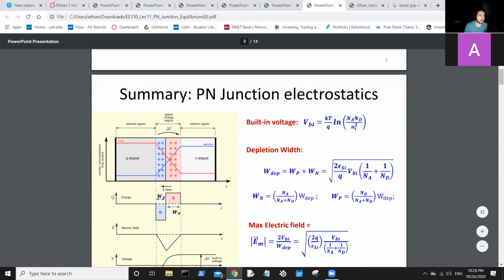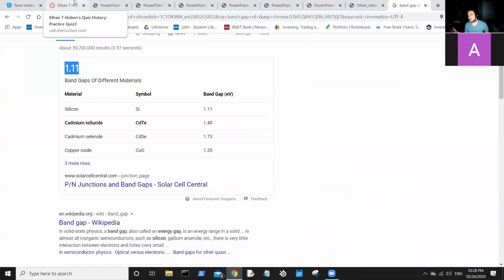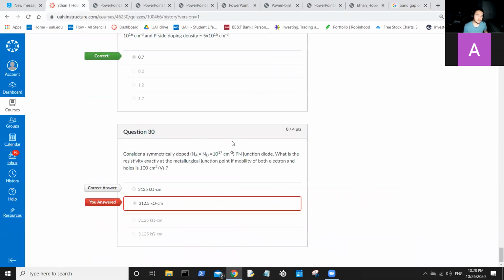So you can't use 10 to the 17th there, simply because 10 to the 17th times 10 to the 17th is 10 to the 34th. That's no good. That's too big. 10 to the 34th is way too big a number.